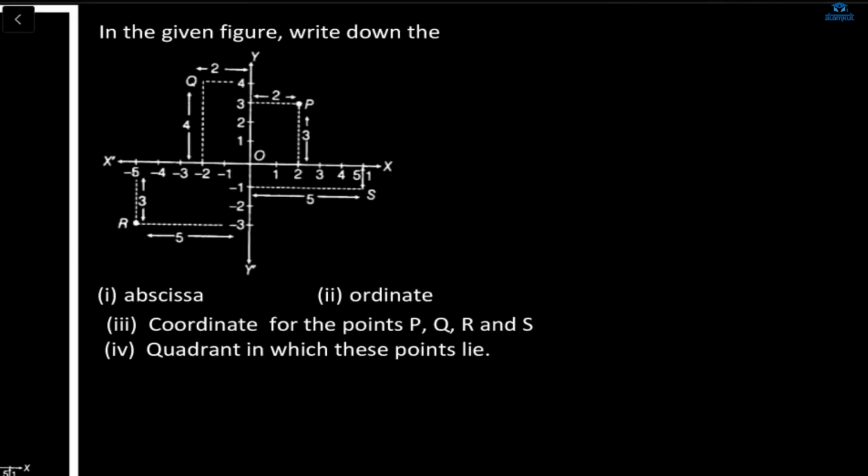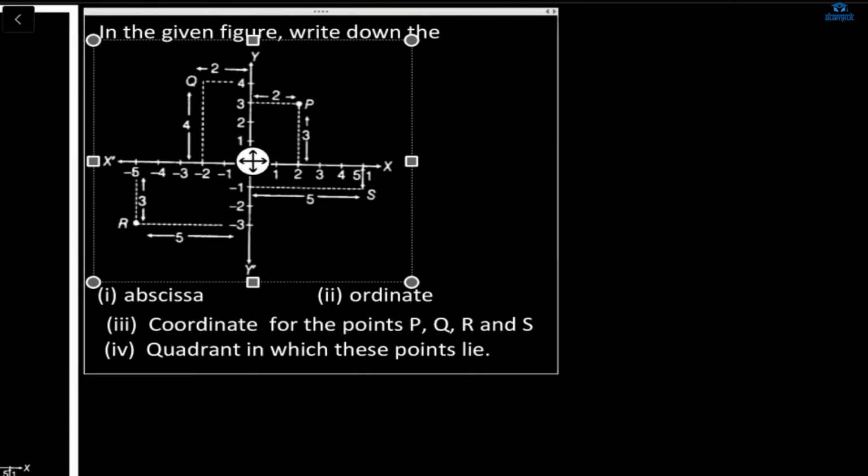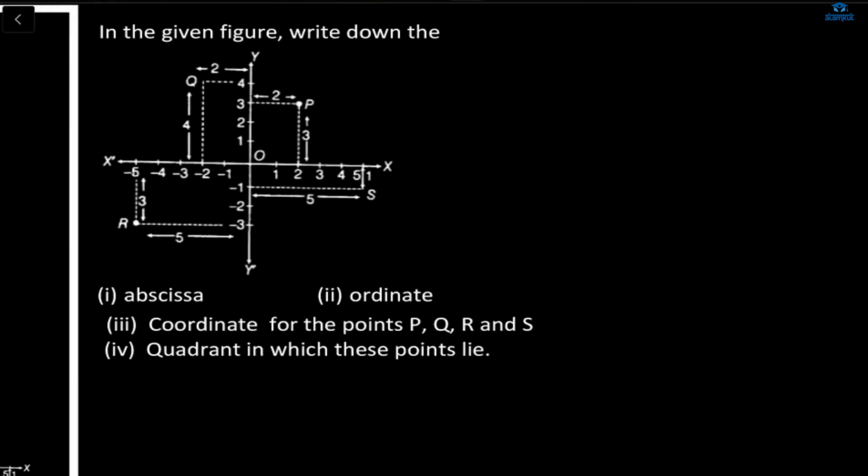So everybody just try to find out and tell me the points. You have 4 points. You can see it's P, Q, R, and S. You have to write the abscissa of all the points P, Q, R, and S, and the ordinates also of all the points. And then the quadrant in which these points lie.